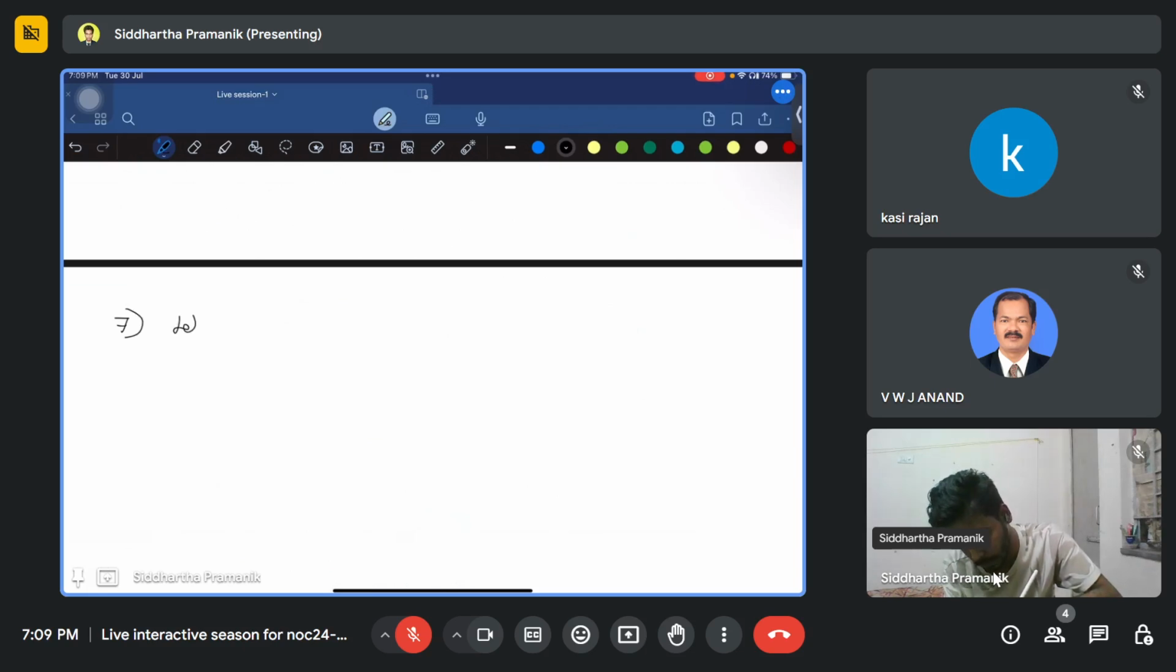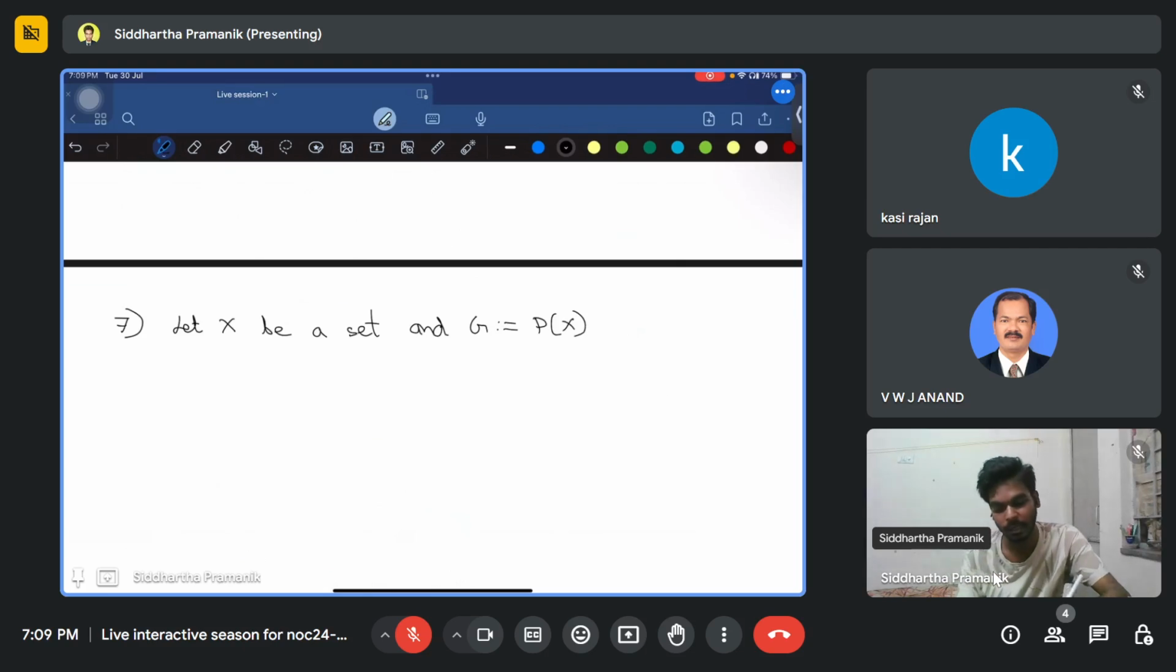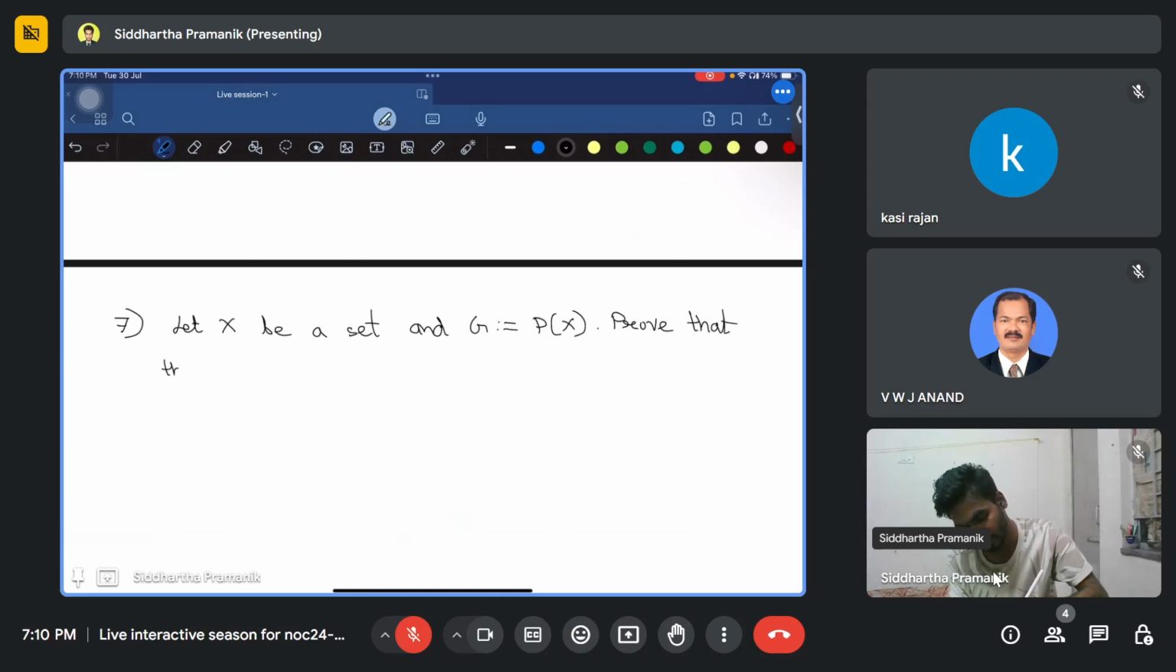Let X be a set, just a set, not a group, and G is equal to the power set of X. That means the set of all subsets of X. Then prove that the following are not groups.